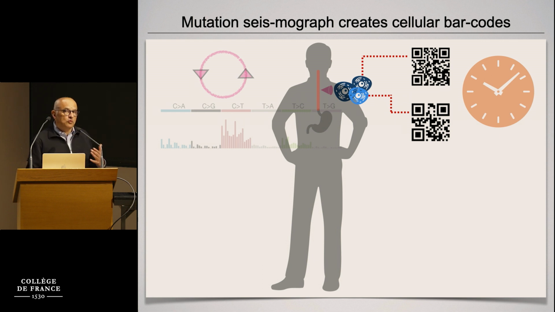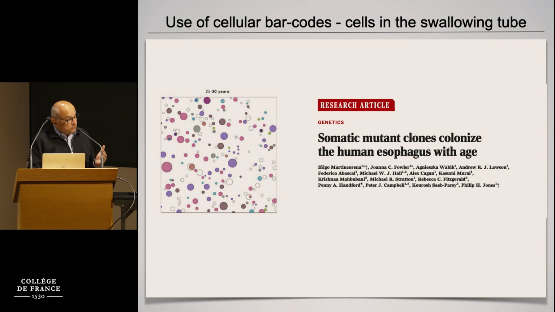And I'm sure many of you will be familiar with this work, the first of which is this very beautiful paper from Inigo Martincorena and Phil Jones and Peter Campbell, where they take a small square patch of the esophagus and they ultra-deep sequence it. And they develop a virtual bubble map, which basically comes from the mutational barcodes, to try and understand the somatic evolution that's happening in this tissue.